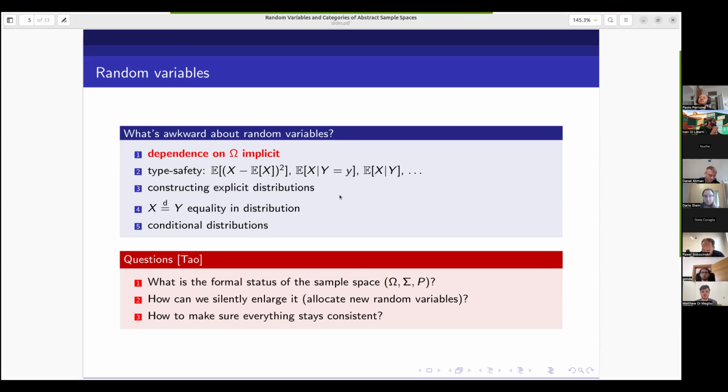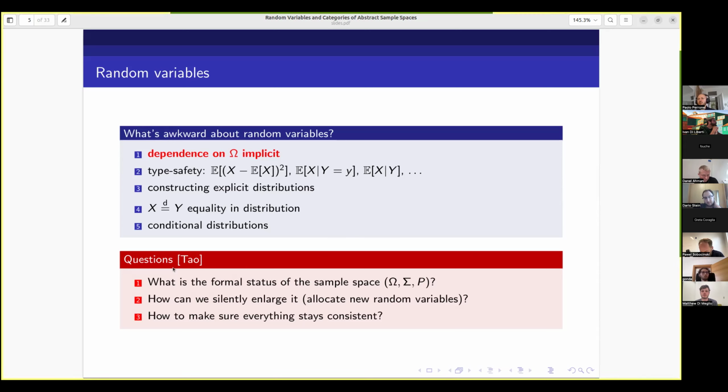Also, whenever we want to construct distributions explicitly, the random variable formalism doesn't really help us. To talk about equality in distribution, where two variables have the same law but are not equal almost surely, is a bit more awkward. And conditional distributions, because they are distributions, are not variables. Again, this is difficult to express. So we want to find a formalism that has the best of both worlds, but we need to answer some questions.